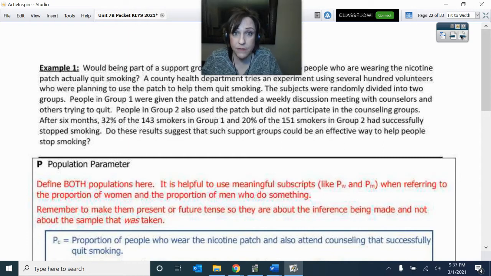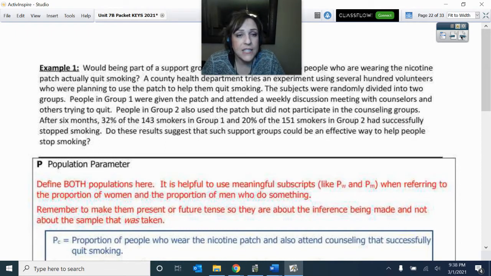Okay, so these are the types of people we have. They are volunteers, but we can probably generalize to people like these volunteers who are trying to quit smoking and are choosing to use the patch. The subjects were randomly divided into two groups. People in group one were given the patch and attended a weekly discussion meeting with counselors and others who were trying to quit. People in group two also used the patch, but they did not participate in the counseling groups.